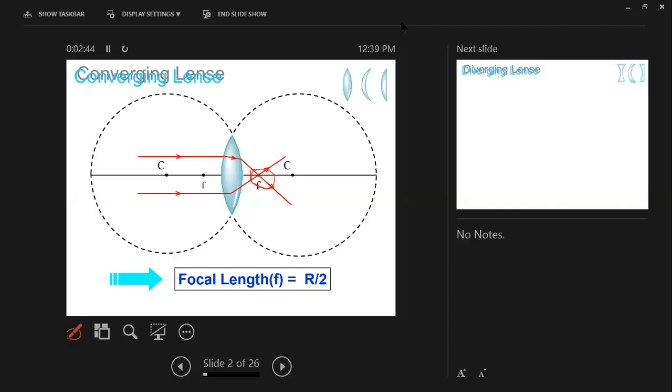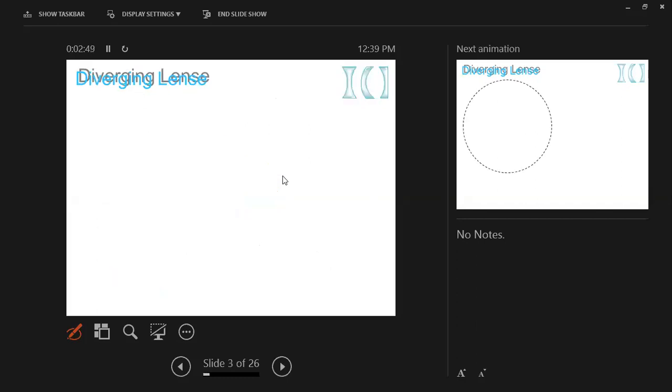So this is the characteristic of the converging lenses. They collect the light rays. When we go to the diverging lenses, this time we are going to call them concave lenses. Okay. So this time they are going to disperse. What does disperse mean? They are going to spread the light rays. They are not going to collect them, but they are going to spread them like this.